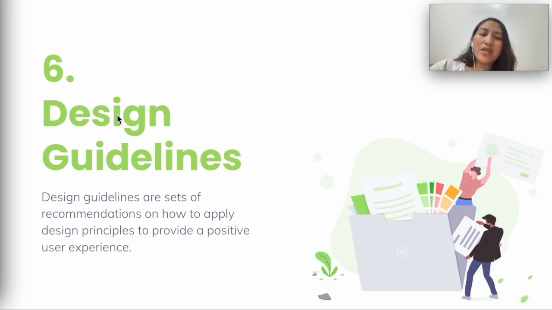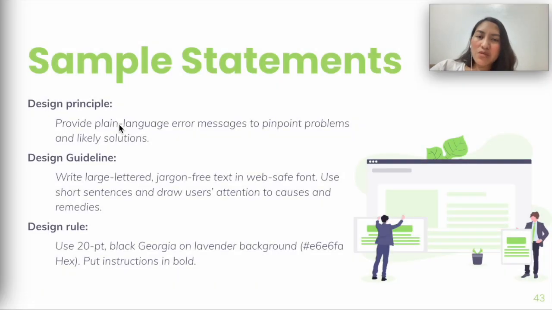Ang design guidelines naman are sets of recommendations on how to apply design principles to provide a positive user experience. So ito, para mas maging maliwanag sa atin yung pagkakaiba, ang design principle, ito yung halimbawa niya. If the rule is to provide plain language error messages to pinpoint problems and likely solutions, plain language daw yung mga error messages, ang design guideline mas specific. Ito naman, binibigyan mo siya ng idea paano i-apply sa design principle. Ito yung halimbawa ng guideline.